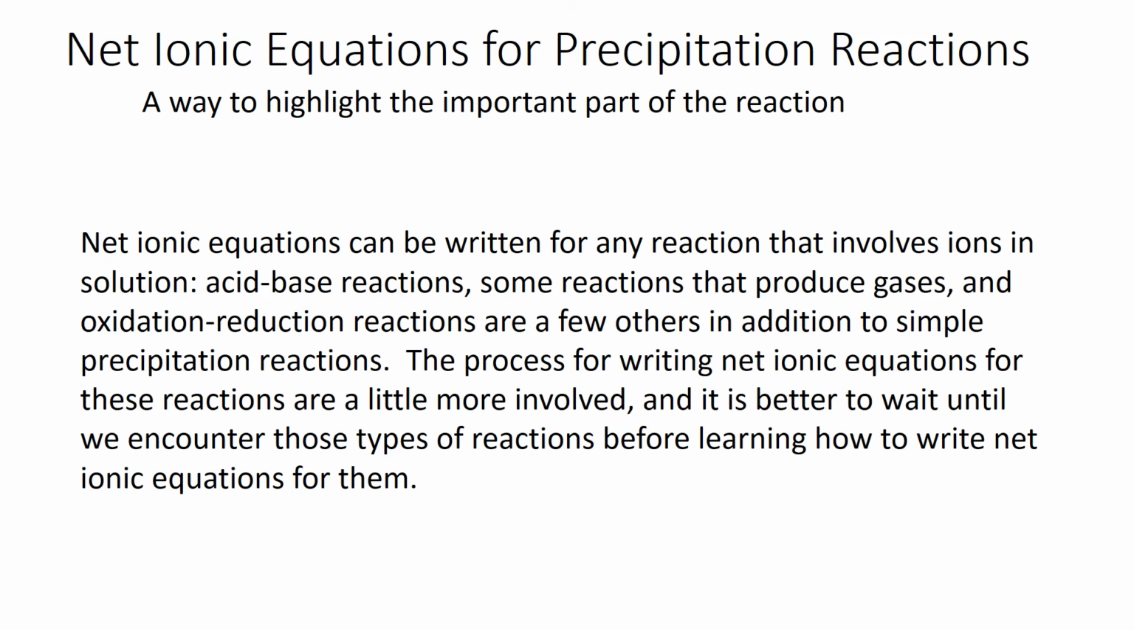This can be done for anything that involves ions in solution: acid-base reactions, all sorts of things, oxidation, reduction. The process for writing those types of equations is a little more complicated. It involves concepts we haven't talked about yet, so it's kind of silly to bring it up now. But keep in mind that later on you will probably need to look at some of those things. At this stage, all you need to know is how to write a net ionic equation for a simple precipitation reaction. You can see there are just 2 simple steps to follow once you already have your balanced chemical equation.